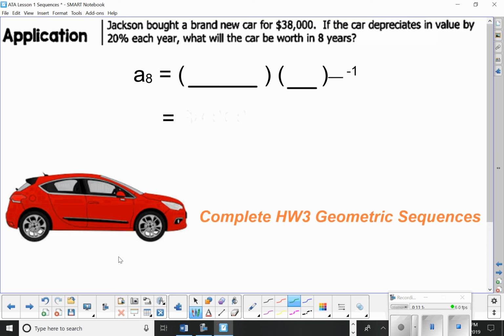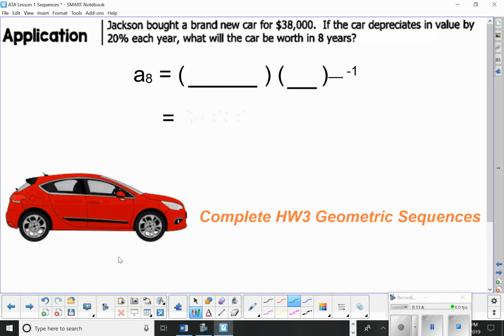Jackson bought a brand new car for $38,000. If the car depreciates, that means it loses value by 20% each year. What will the car be worth in 8 years? Now this is more realistic than when you were in Algebra 1 and we said your car loses $5,000 every year, because it's usually not straight line. Usually it loses a percent. So think about 8 years later, it's worth less.